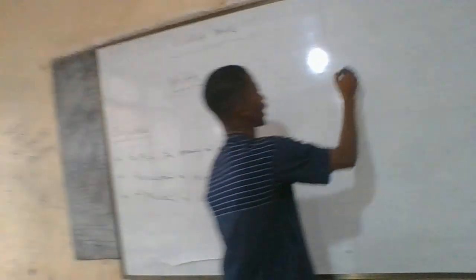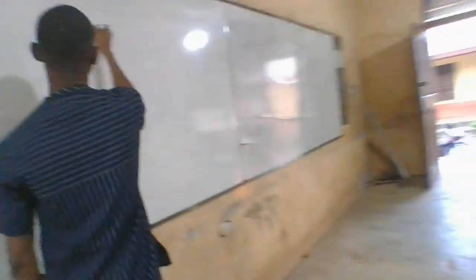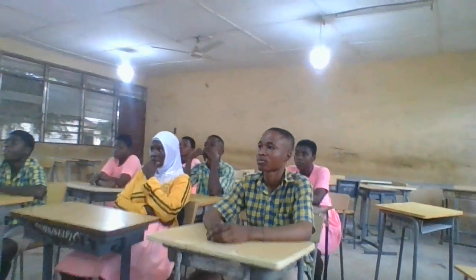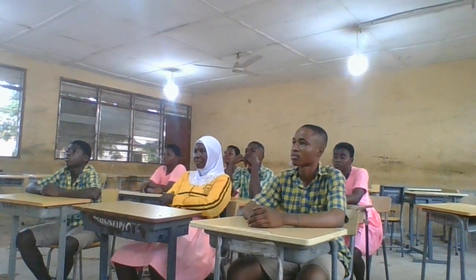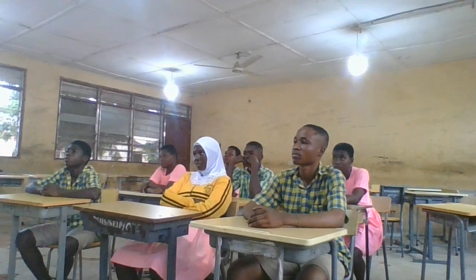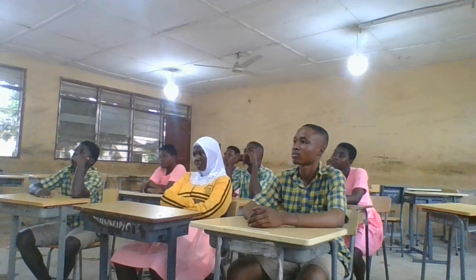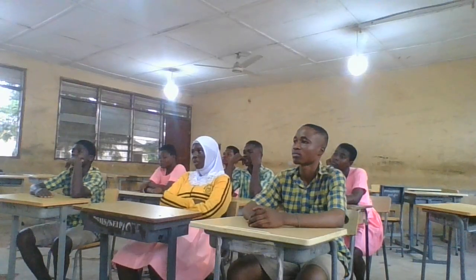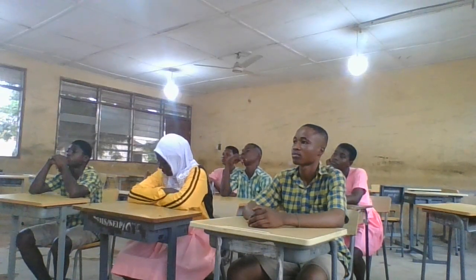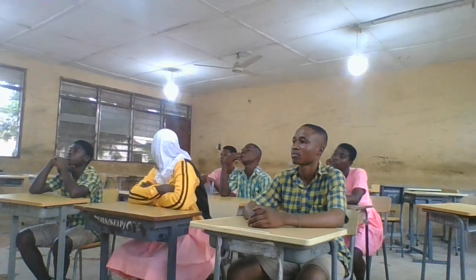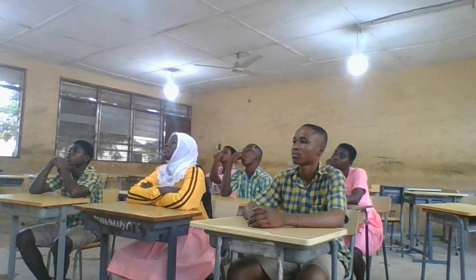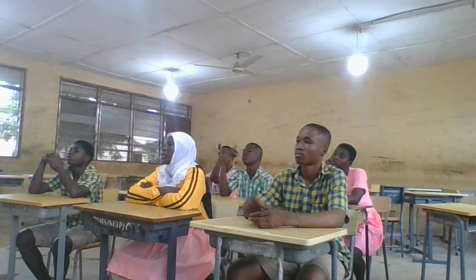Now, in simple terms, we want to look at the meaning. Vectors are quantities that have both magnitude and direction. We want to look at examples of vectors. What are some of the examples of vectors?